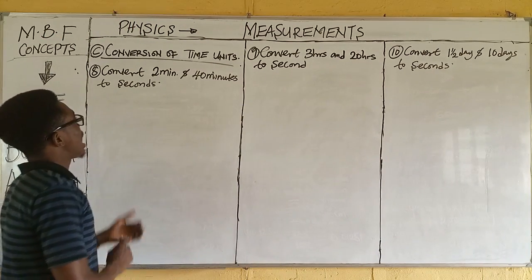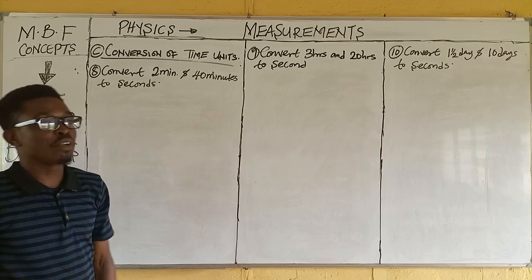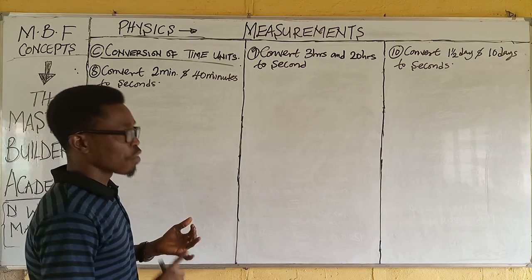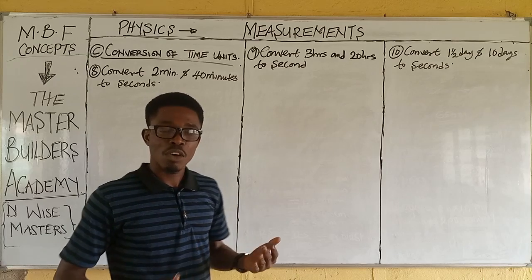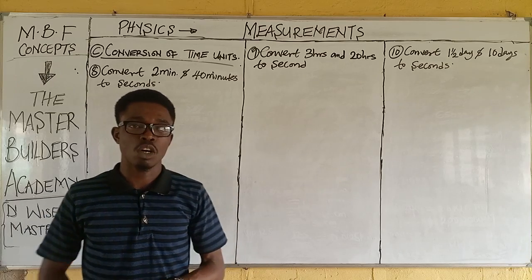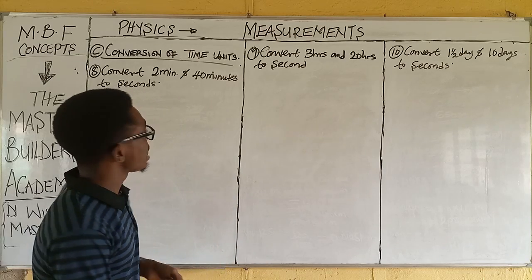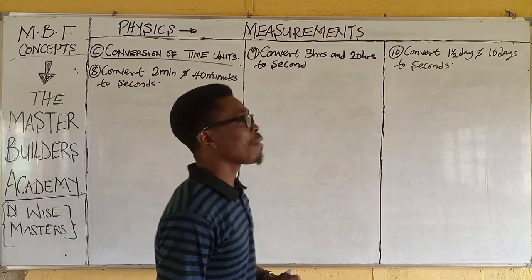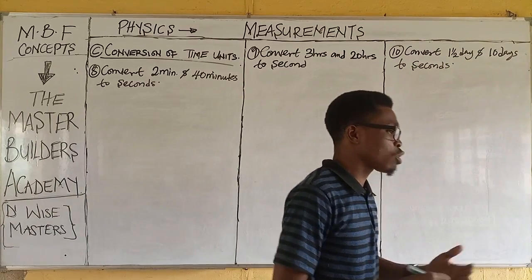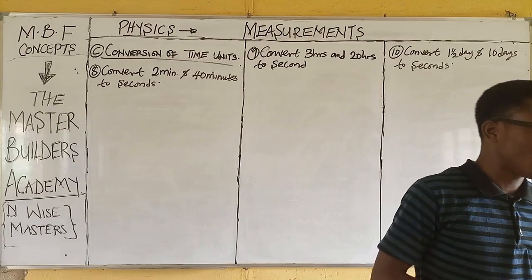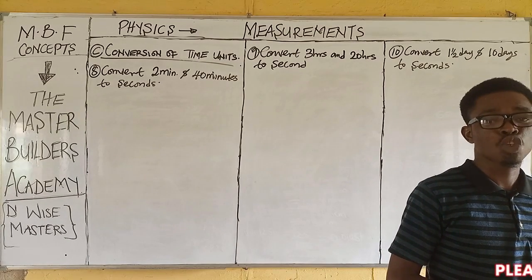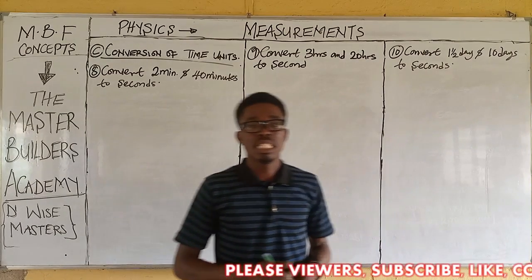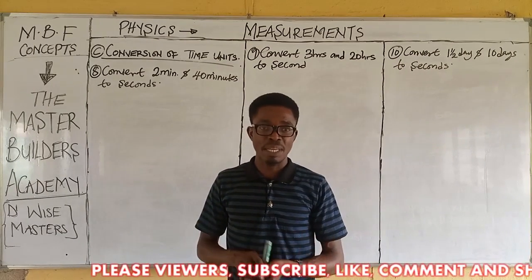On the board we have measurements of units, and we have been looking at measurements of units. We have looked at how to convert units of mass. We have also looked at how to convert units of length under metric format. Now we are looking at conversion of time. Among all of those other aspects of conversion we have looked at before, conversion of time looks to be much more difficult because we have multiples of things involved.